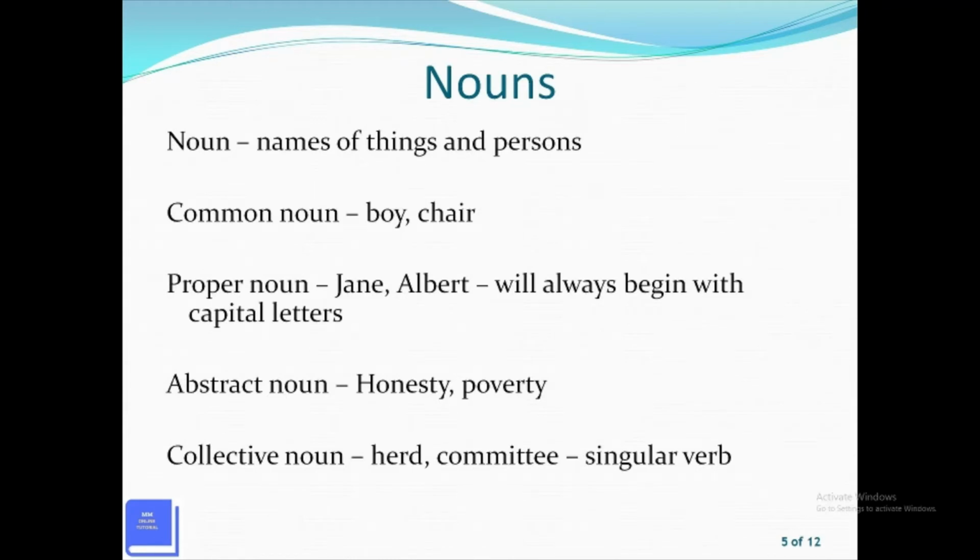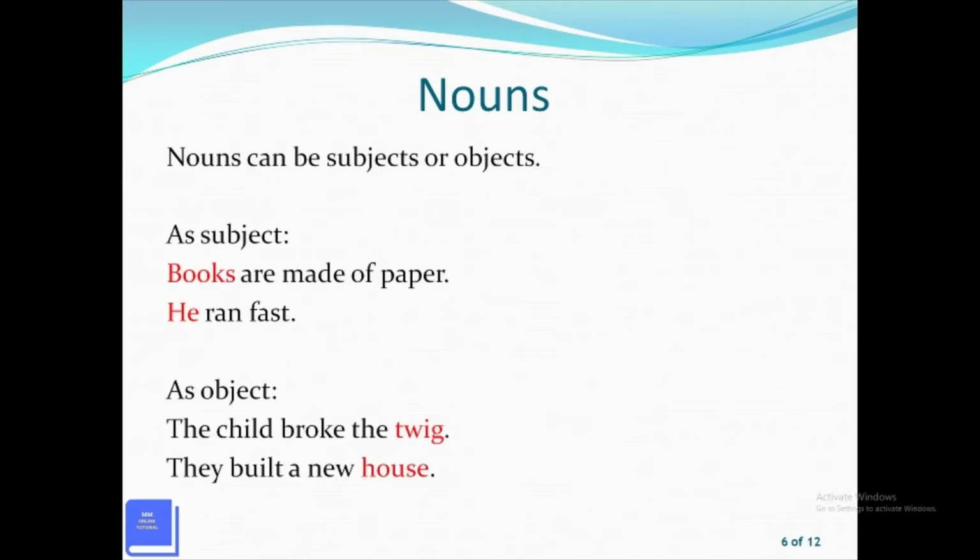Let's move to the next part of speech. We'll see some examples of noun and how they are used in the sentence. The noun can be used as a subject and also as an object. So here we see the noun used as a subject. Books are made of papers. He ran fast. Here books is the noun which is a subject. Here he is the noun which is also a subject.